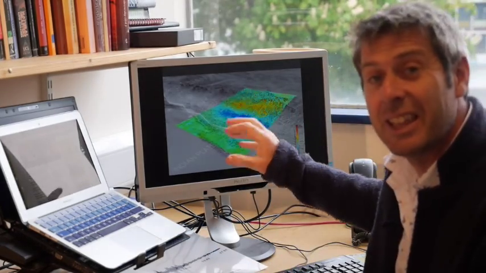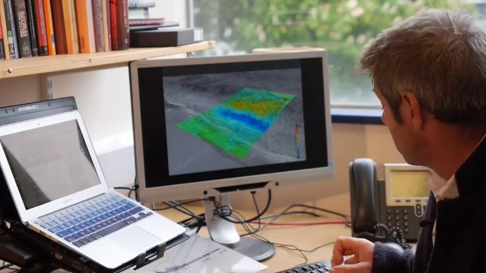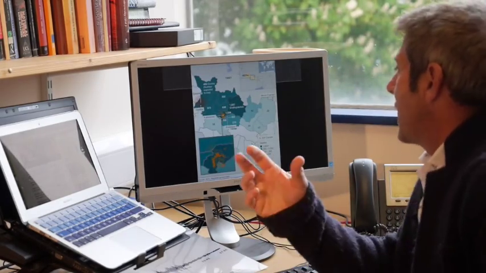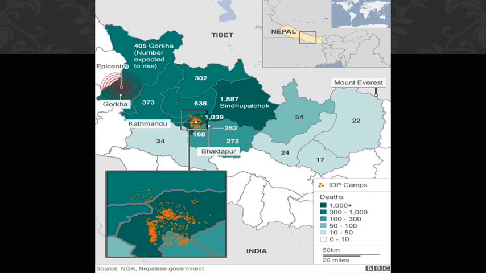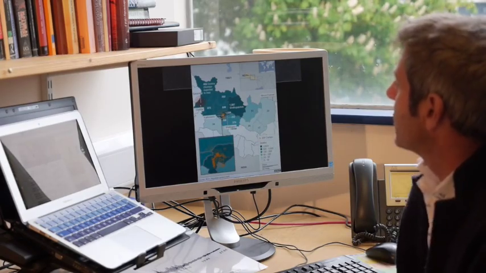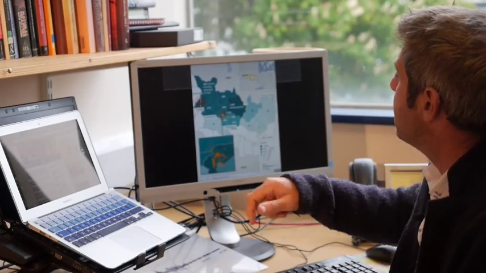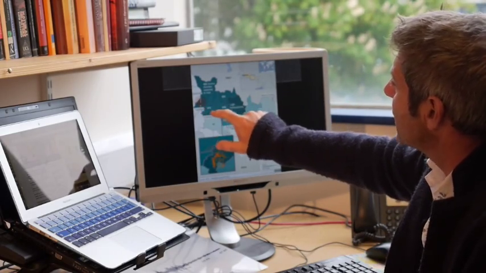The key thing isn't the elevation change so much, it's the actual shaking. It's the shaking that kills lives, because it's shaking that brings down buildings. And this is a map of fatalities. What we see is the epicenter across here in Gorkha. This has been called the Gorkha earthquake. But we see actually not that many casualties in Gorkha province.